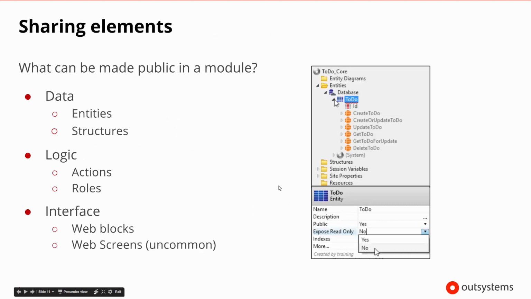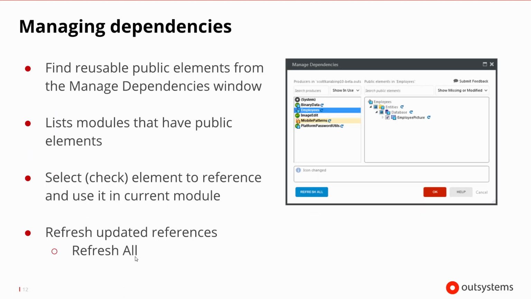So inside of OutSystems, how would we do that? Well, if we have a core module and that core module has certain types of data and we'd like that data to be reusable in other places, we can come down and actually make it public. And for entities and things like that, once they are public, we can decide whether they should be exposed read-only or whether they should actually be allowed to be updated as well. But when we look inside of a module, data could be made public, different types of logic as far as actions and roles, and then some of the web blocks or web screens could also be shared.